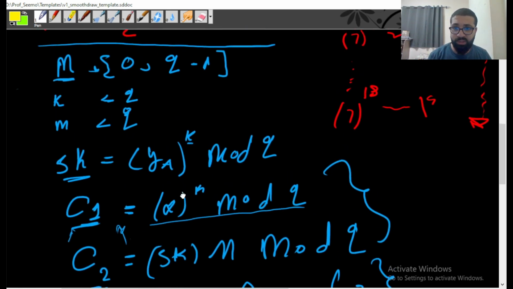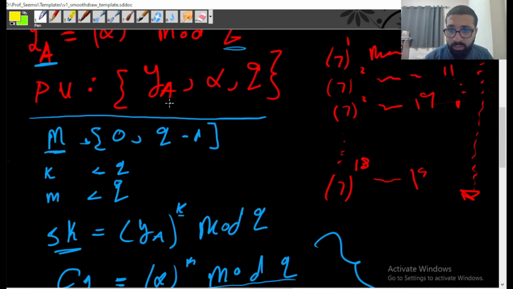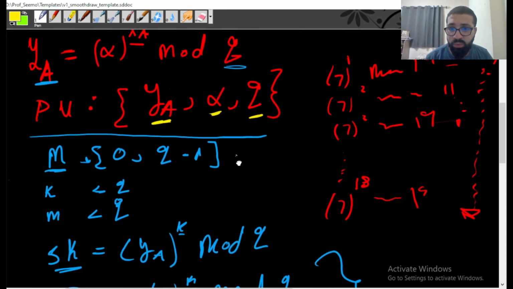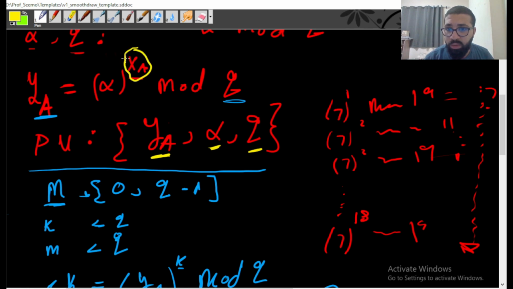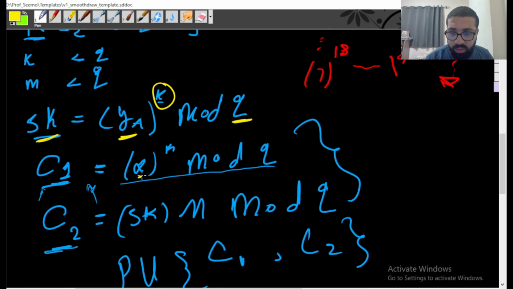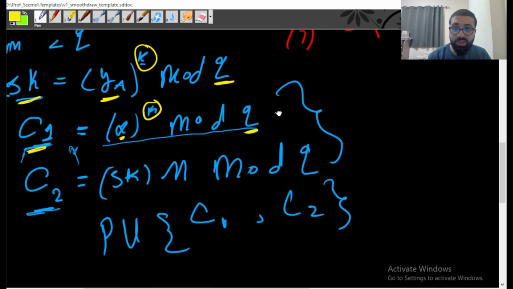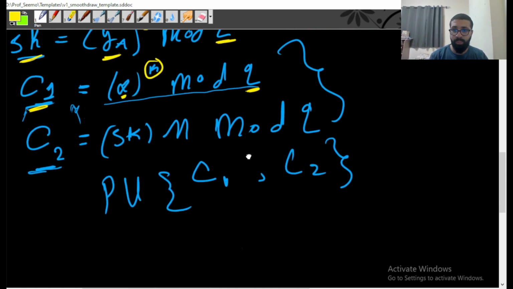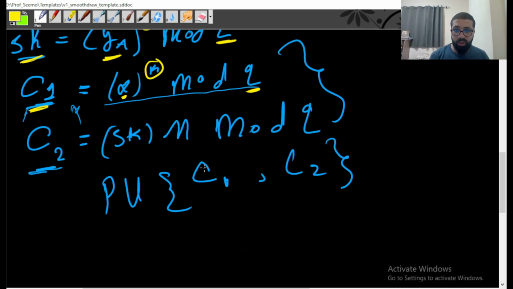The discrete logarithm problem says, if I know the public key, the alpha, and the Q, I will not be able to find the private key. Here, if I know the public key, the Q, even the SK, I will not know the private key. See here, alpha, Q, C1, I still can't know the private key. This is called the discrete logarithm problem. And because we are using modular arithmetic, we will be able to get the message after multiplying it by SK. We will see that in the decryption process.